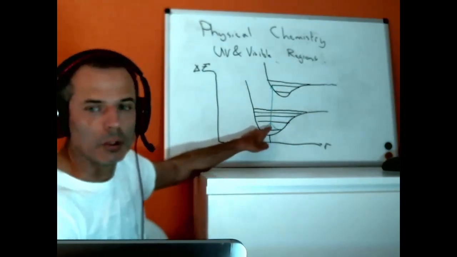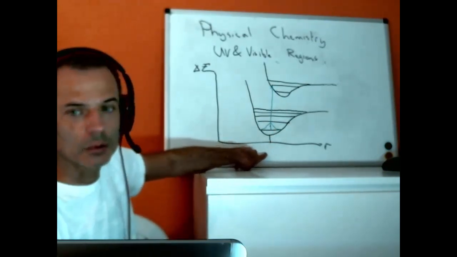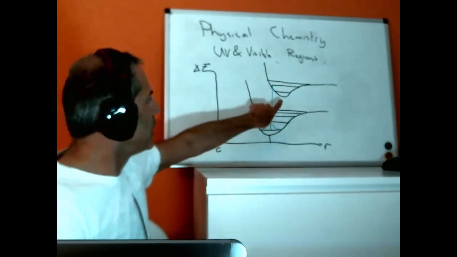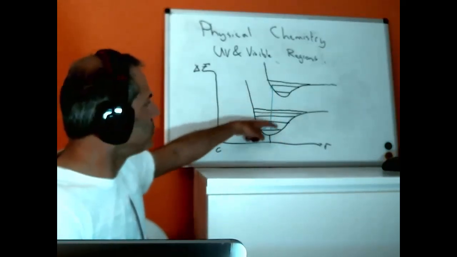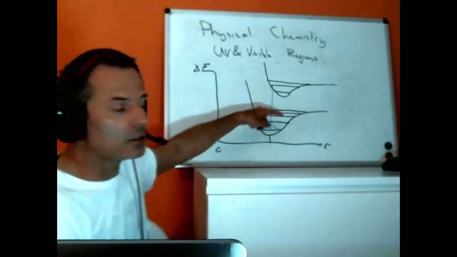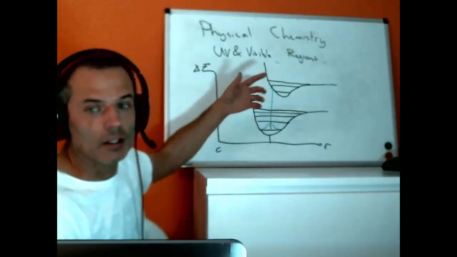The overlap between where this atom is and where this atom is, the distance between the two atoms. In this state, the distance between the atoms is very small, and so it's very unlikely that we'll be able to do this. It's much more likely that we will do this transition instead. However, it requires more energy.